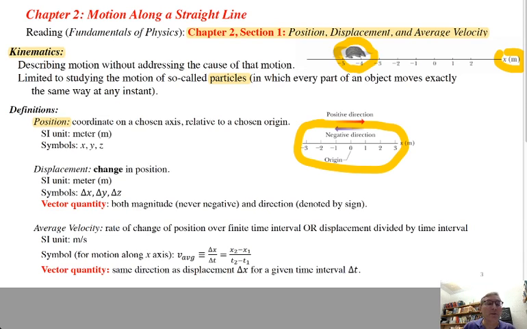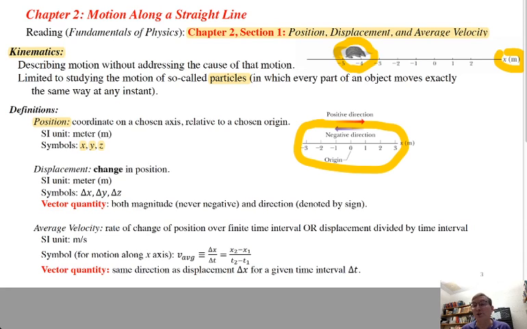And then the symbols we use are x if the object's moving along an x-axis, or y if it's moving along a y-axis, or z if it's moving along a z-axis. In Chapter 2, we tend to use x for a horizontal axis, an axis that's along the ground or parallel to the ground. A vertical axis, we tend to use y. That's just kind of convention. But position is a coordinate that tells you where the particle is located at any given time.